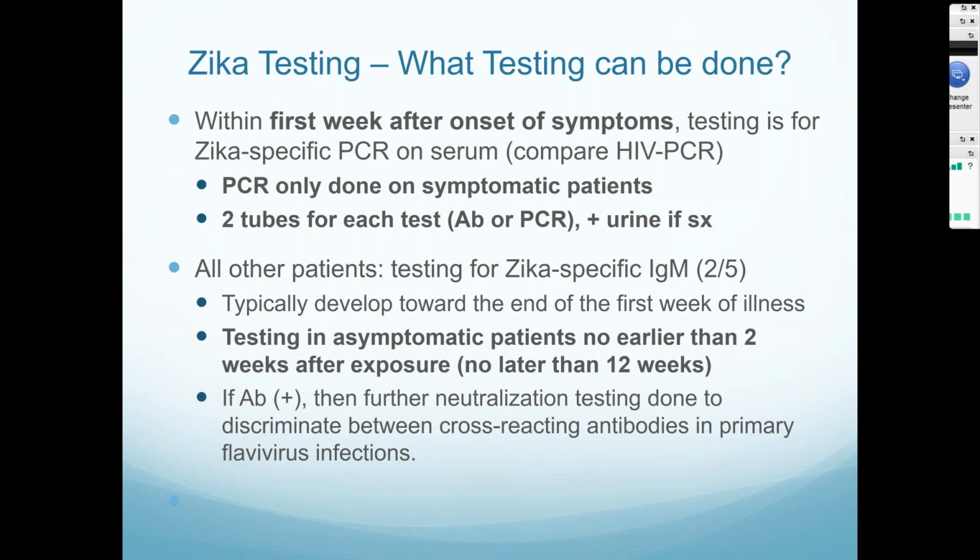And it typically doesn't develop until after a week that they have the disease. It doesn't show itself earlier than 2 weeks and no later than 12 weeks. So after 3 months, there's really not much testing you can do. Well, I was there 3 months ago. Well, not much testing you can do. If there are other antibodies present for Zika, there are neutralizing antibodies that can be done, PRNT, that will cross-react between the other flaviviruses that are there.